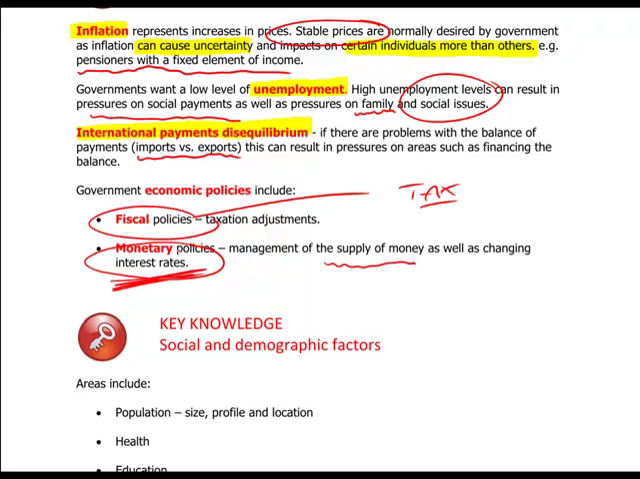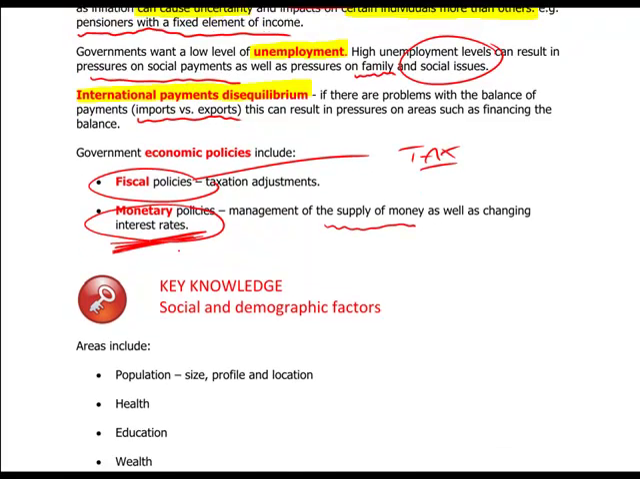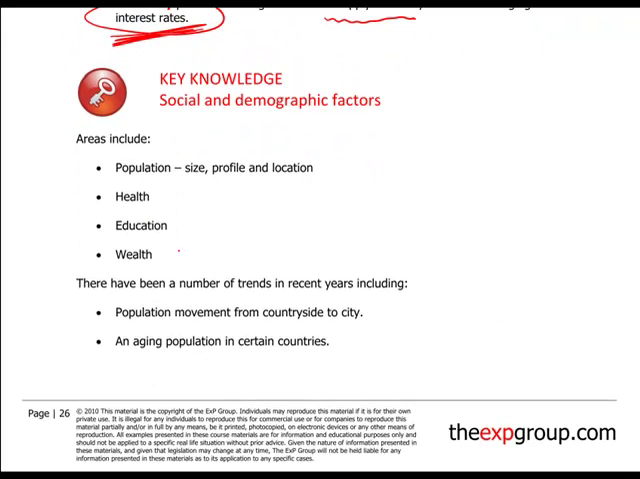Okay, so moving on within PEST analysis, we've looked at political, economic. Let's have a look at the social side of things. What do we mean by social within PEST analysis? Well, population: size, profile, location. What do we mean by profile? Well, age profile. Is it an aging population? Is it a population that's getting younger? Health issues, education and wealth. These are all issues involved within social and demographic factors.